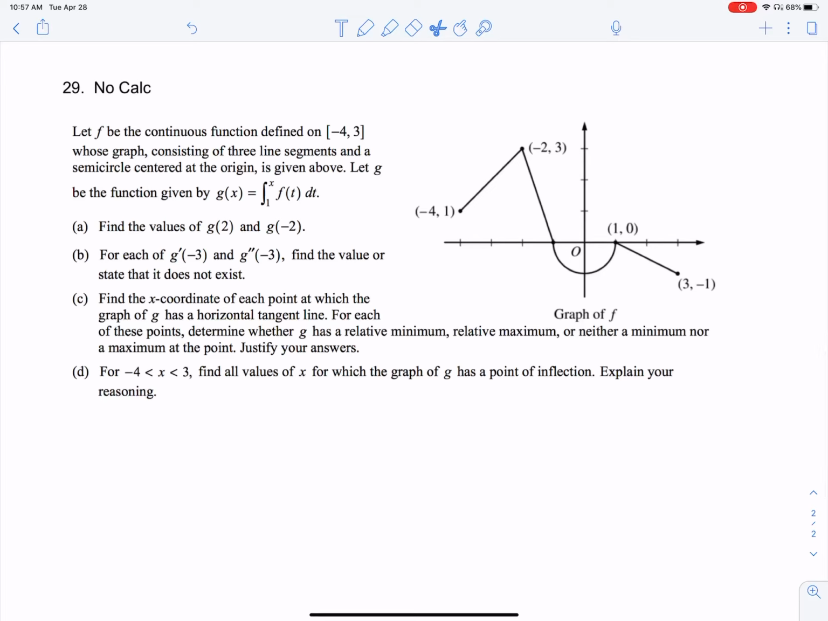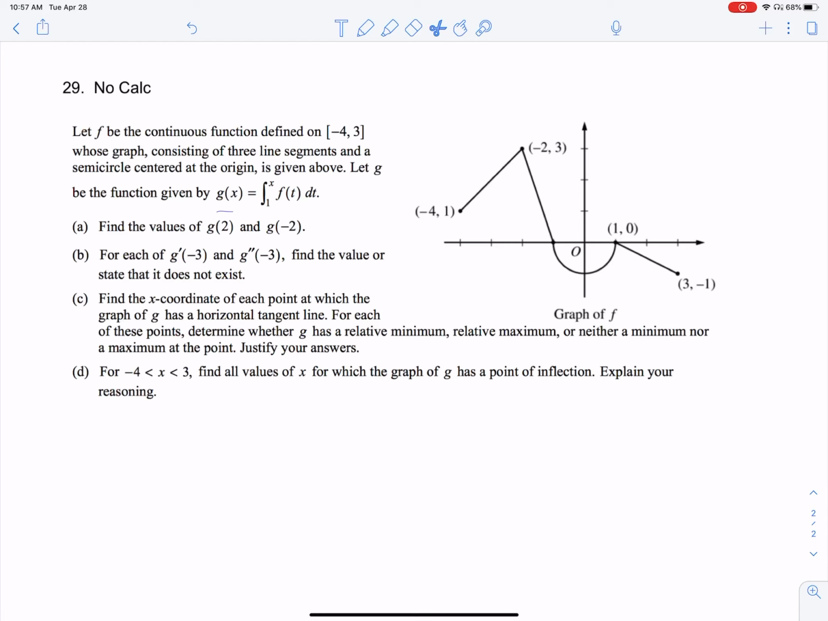Okay, so today we're going to look at number 29. So let's see what we got. Let f be the continuous function on negative 4 to 3, whose graph consists of this stuff on the right and is centered at the origin. Let's see. And it's also given that g of x equals the integral that's given.